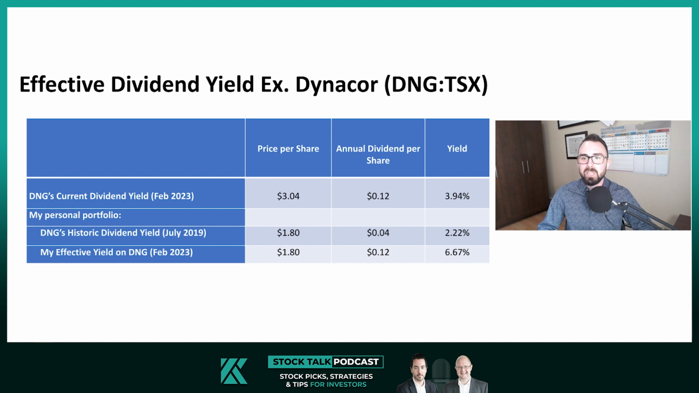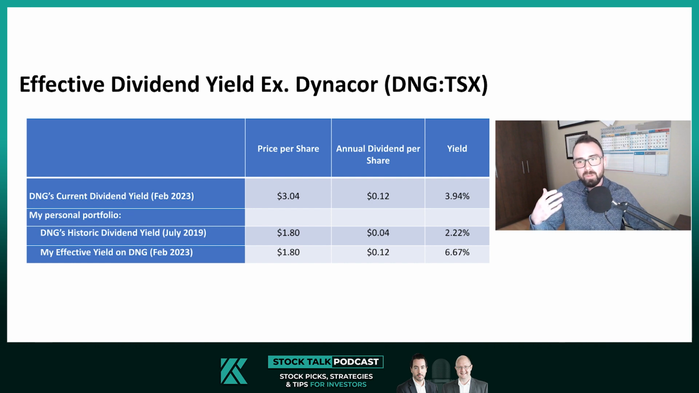But since then, the company has increased the annual dividend from about 4 cents per share to 12 cents per share. So rather than calculating the 12 cents divided by the current market price, I would simply take the current dividend of 12 cents divided by the actual price that I paid for the share of the stock to get my effective yield. And thus, if we take the 12 cents divided by the $1.80, which is where I purchased the stock, my effective yield that I earn on Dynacor every year is about 6.7%, much higher than the current dividend yield of 2.2% when I initially purchased the stock.